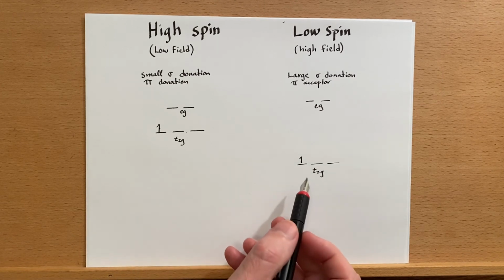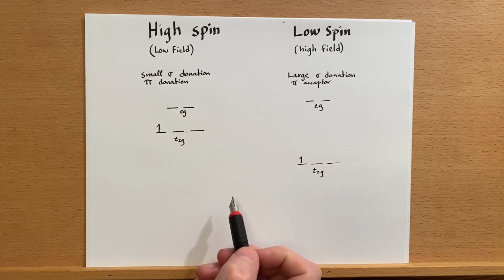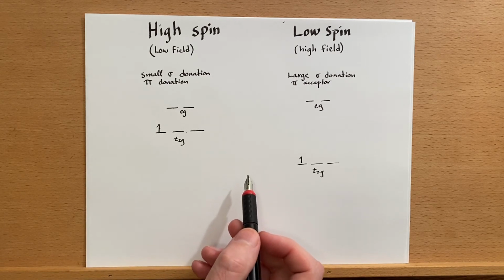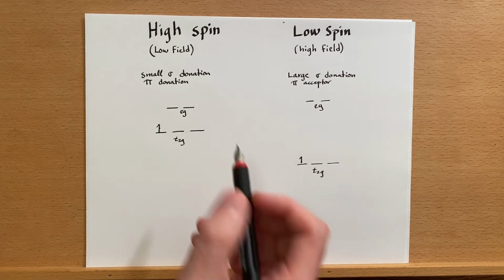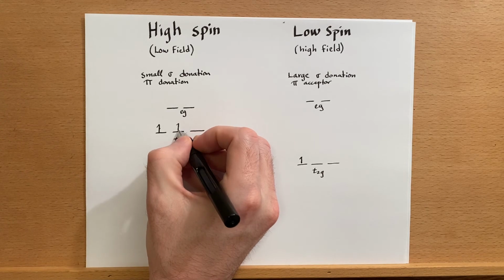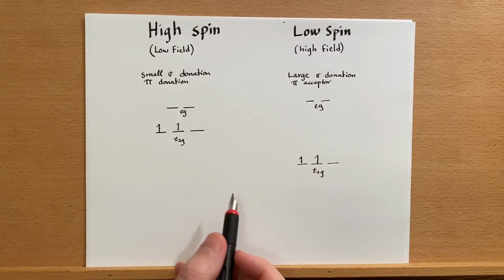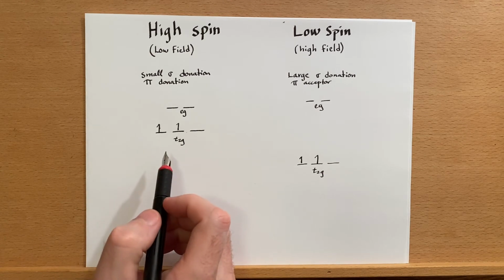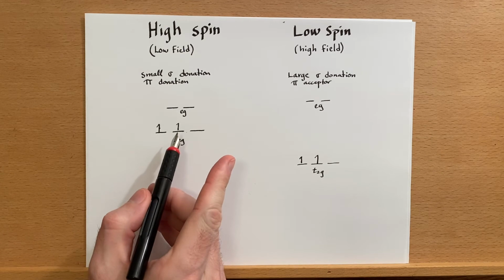Now, you'll notice that in both cases, they're the same configuration. There's 1 electron in each thing right here. Let's try 2. Now, we're putting the electron in the next orbital over because we want to avoid the electron pairing energy.